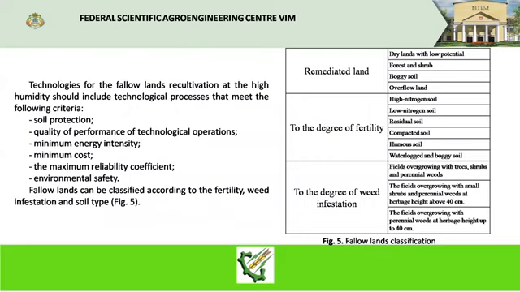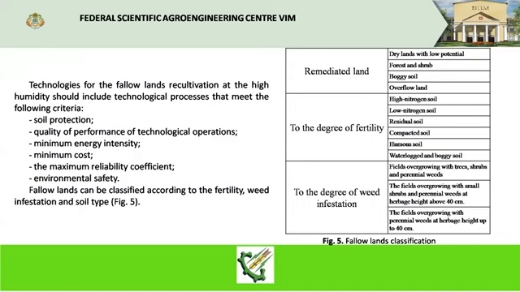Technologies for fallow land cultivation at high humidity should include technological processes that meet the following criteria: soil protection, quality of performance of technological operations, minimum energy intensity, minimum cost, maximum reliability coefficient, and environmental safety. Fallow lands can be classified according to fragility, width, infestation, and soil type.